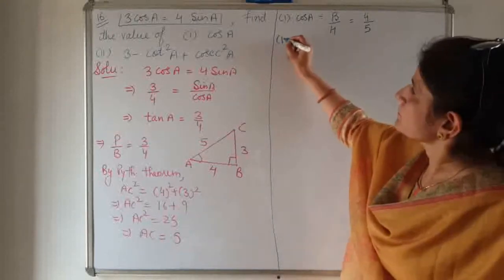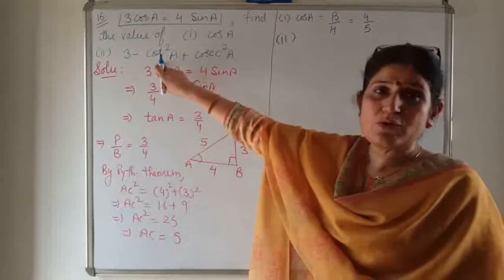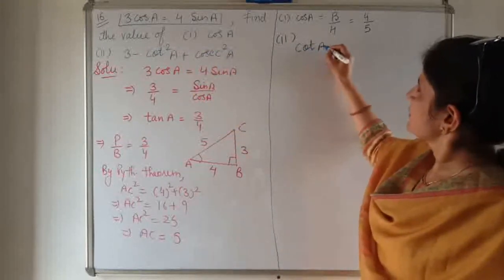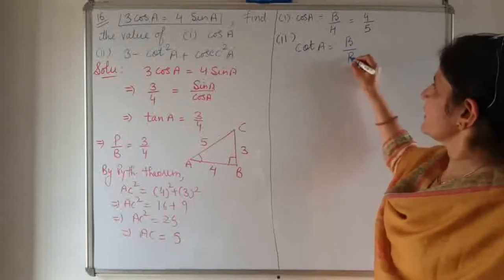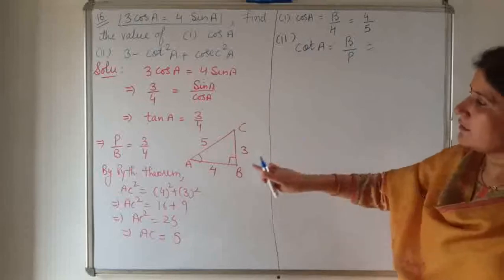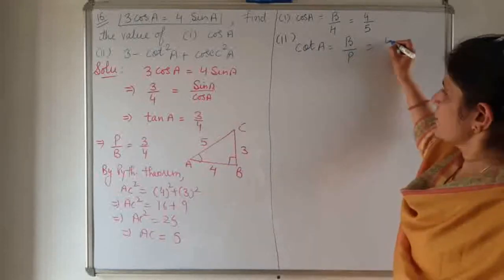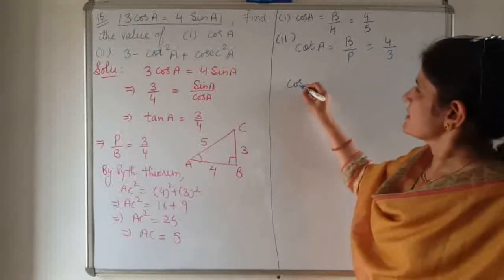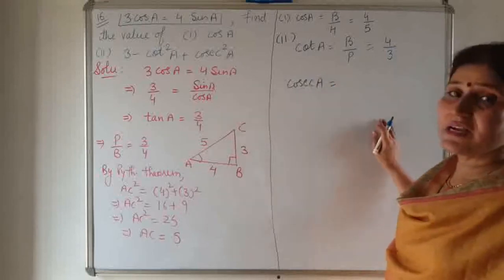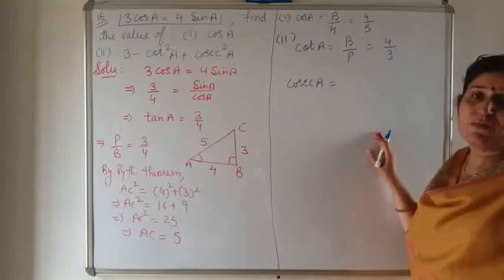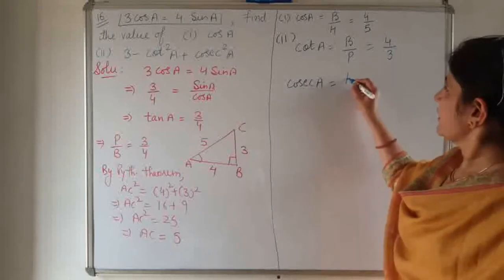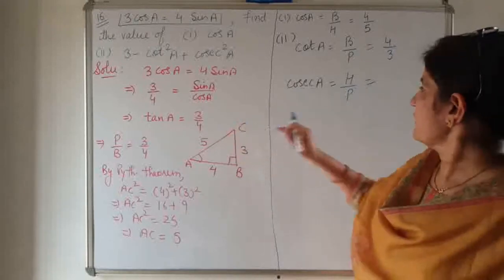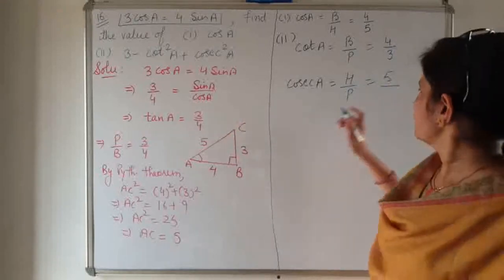Now second one. In second one you have to find value of cot, value of cosec. So what is value of cot? B over P, the base over perpendicular. In this what is base? Base is 4, perpendicular is 3. Then cosec. Cosec A equals, it is reciprocal of sine. What we will take? H over P. Hypotenuse is 5 and perpendicular is 3.